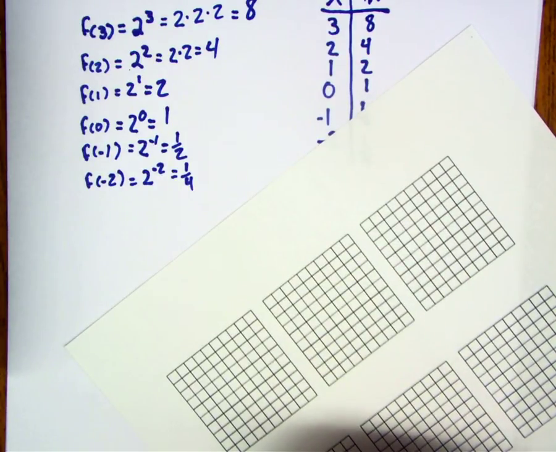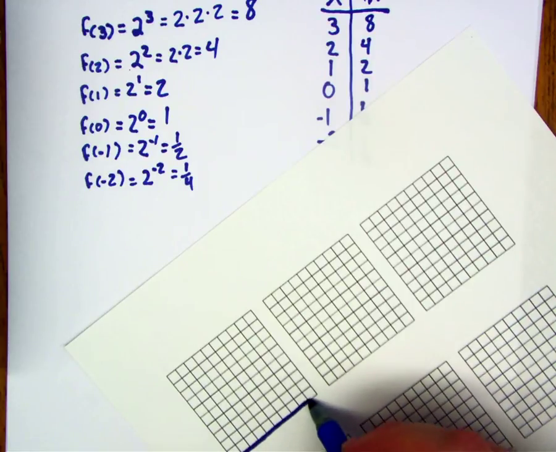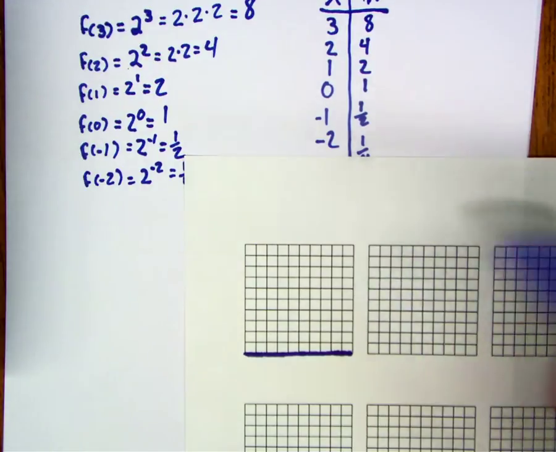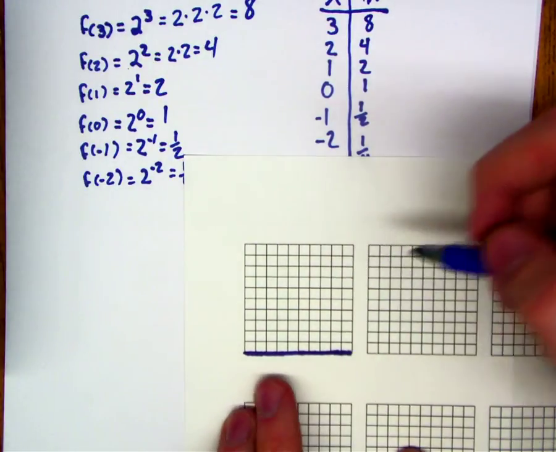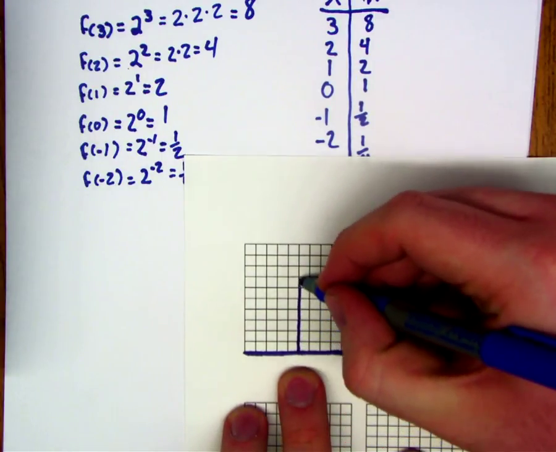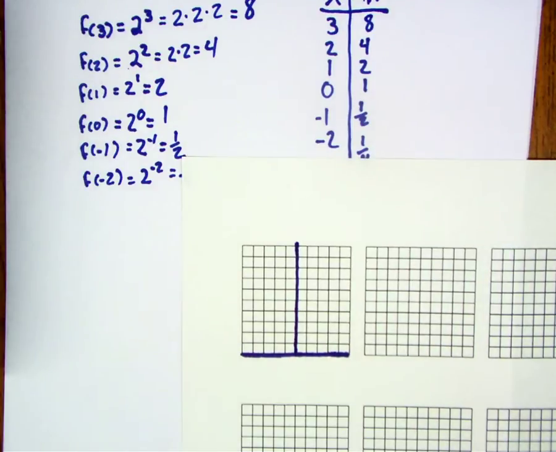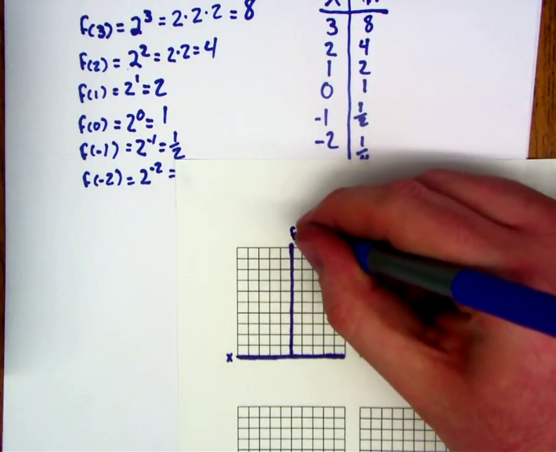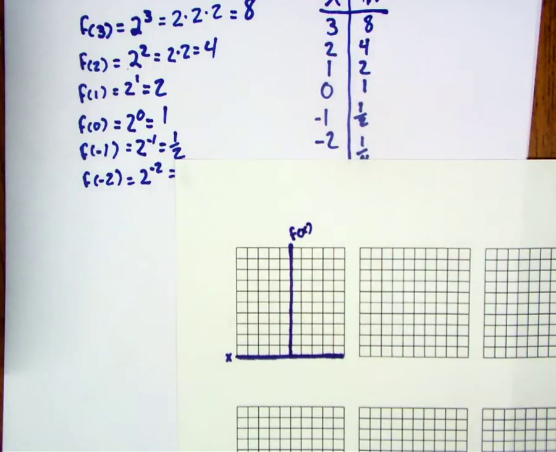But to start off our grid, I'm going to set my x-axis right there at the very bottom. And then my y-axis, I'll just put that in the middle, give or take. There we go. So I put my x-axis along the bottom, and then the y-axis, or in this case f of x, those values are just up along the middle there.